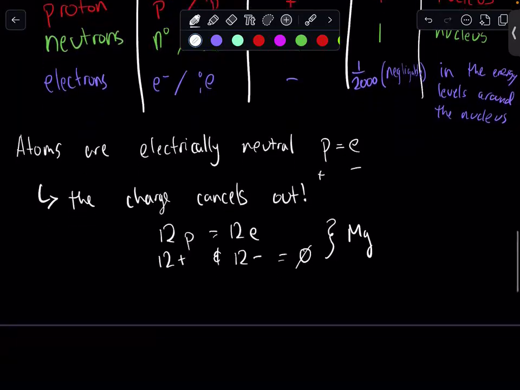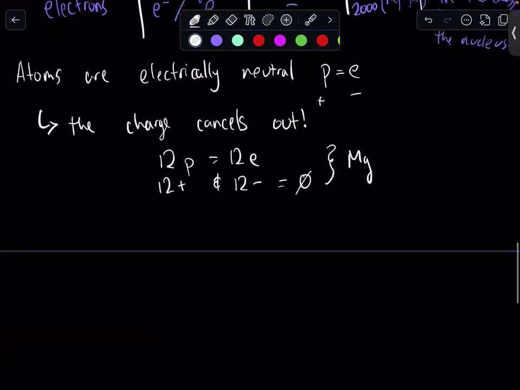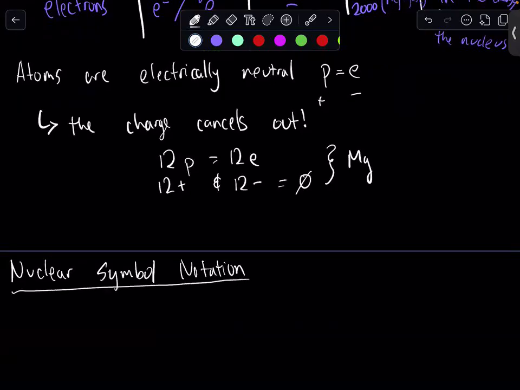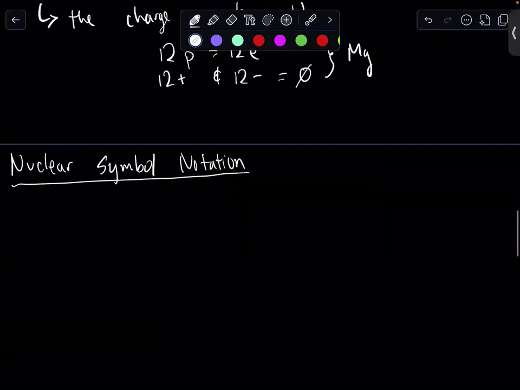Now, with this, we have a new notation that we have to learn that includes protons, neutrons, and electrons. So let's learn about nuclear symbol notation. This is something that you're going to see quite often, and you should be able to write as well as read. Whenever we see an element, it generally will look like this, where X is going to be our element symbol.